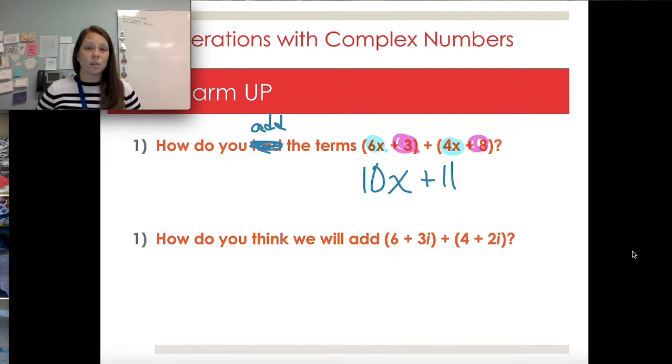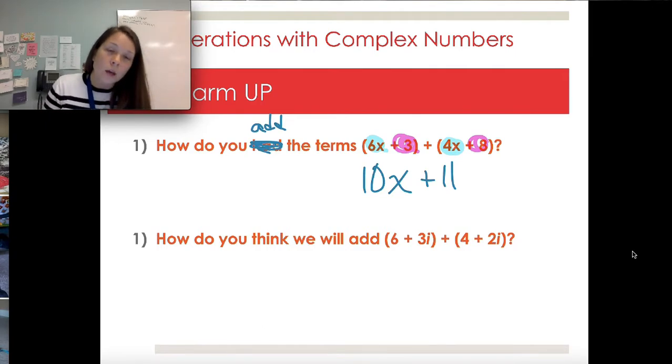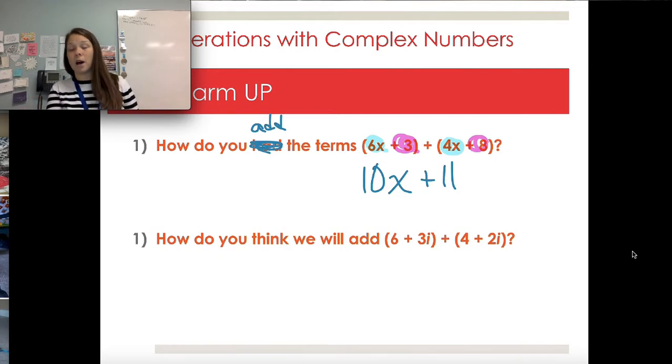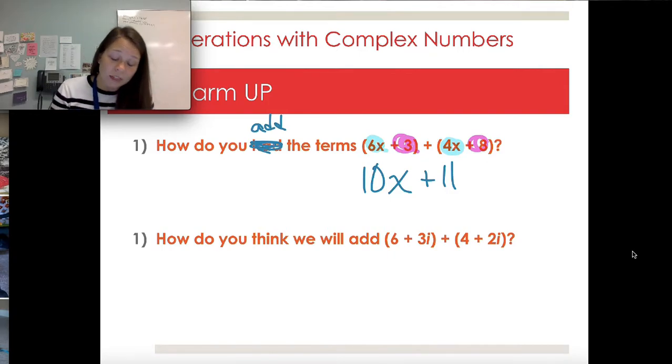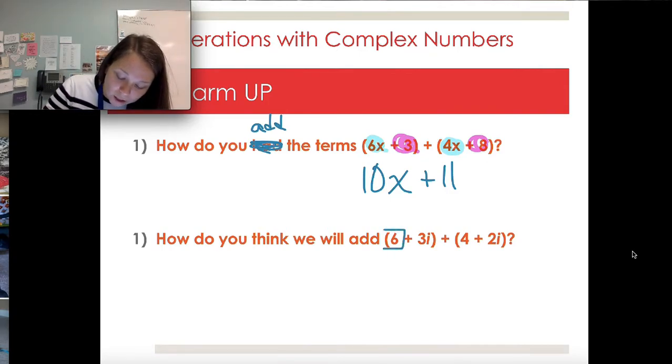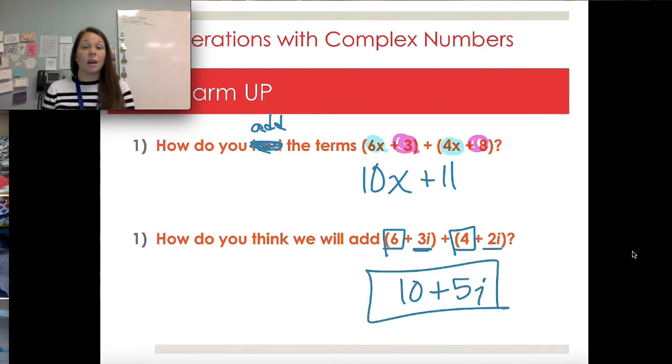Using that similar concept with the next one, how do you think we will add 6 plus 3i and 4 plus 2i? Now, we have some background knowledge of our i number from the last lesson, where it's the square root of -1, but we're going to treat it just like we would a variable in that first problem we did. So our like terms, we have a 6 plus 4, which is 10. A 3i plus 2i is 5i. And that would be our answer.